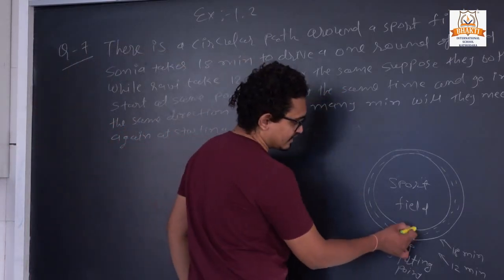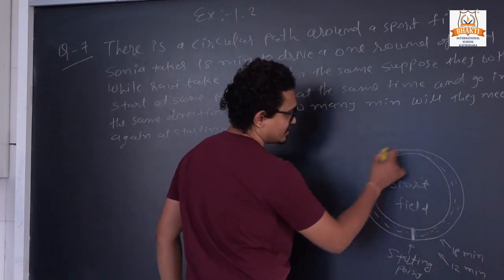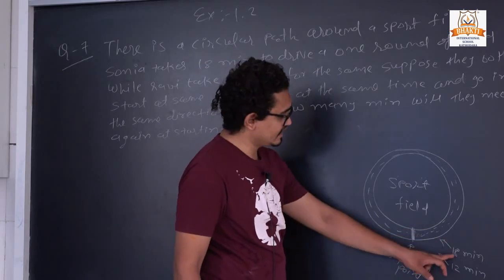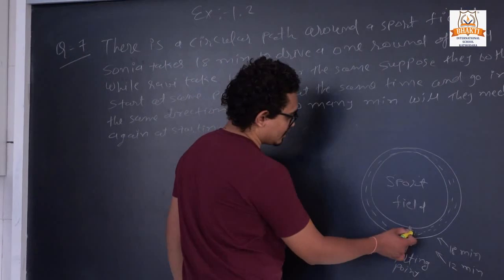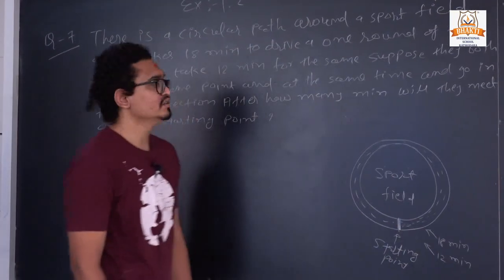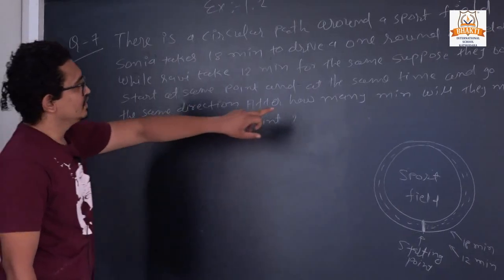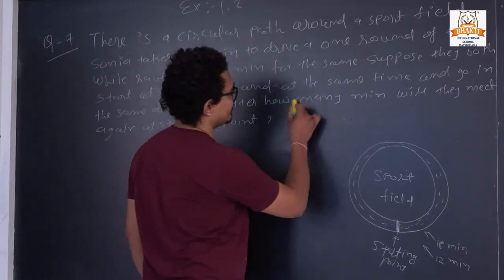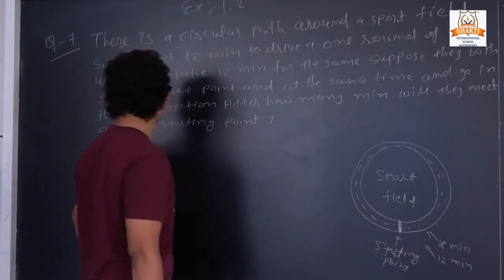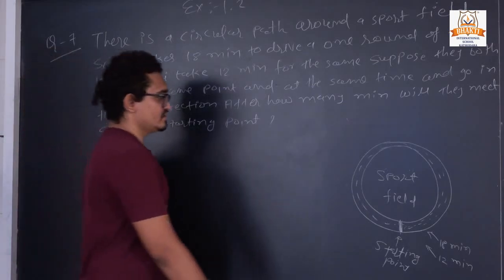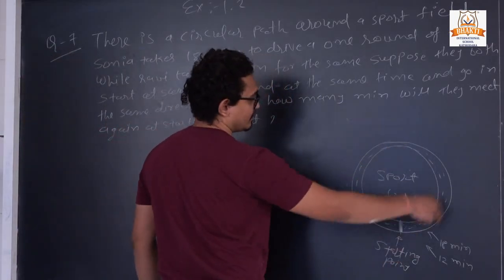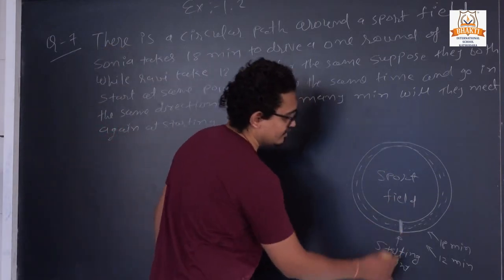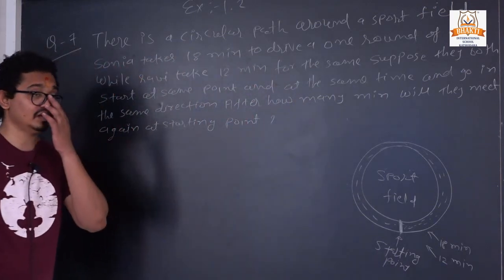Suppose both are here and they start to run. Ravi completes one round in just 12 minutes, while Sonia takes 18 minutes. They go in the same direction, and now they are asking after how many minutes they will meet again at the starting point. Both are running, and after how many minutes will they meet again at the same starting point? It will be a very easy example.